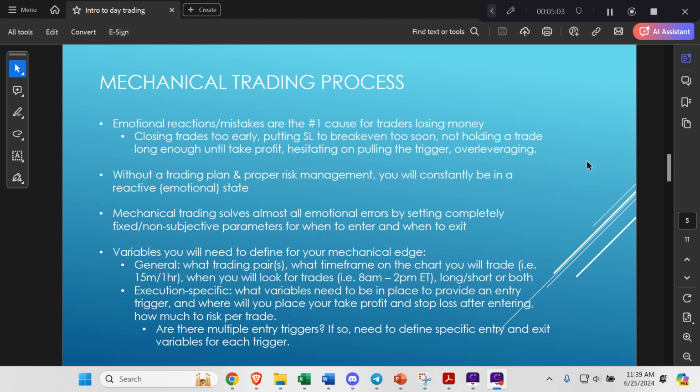It's a very black and white and kind of robotic process to follow that makes trading a lot less emotional, which means you are less prone to make all these mistakes. So here are the variables you need to define for a mechanical edge.